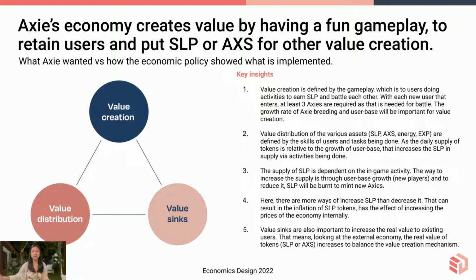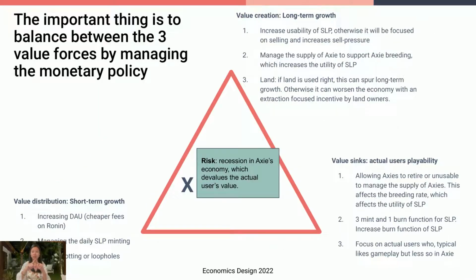Lastly, the supply of SLP is dependent on the in-game activity. So the way to increase the supply is through user base growth, which means new users, and to reduce it will be to burn it to mint new Axies. So in general, they all make sense. So if we plot the value creation, sinks, and distribution into a triangle, how do we balance between these different key things?